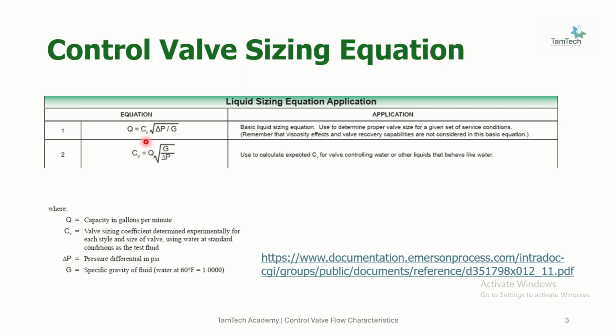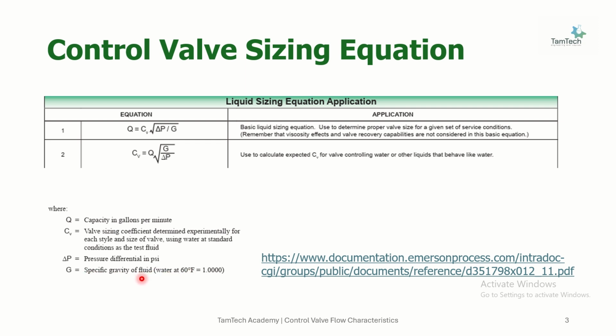This valve sizing coefficient is taken from the valve manufacturer's datasheet, or it could also be available on websites, because for most models, when you just type it into Google, you can easily find the catalog. The second is the delta P, which is the valve inlet and outlet pressure difference: inlet minus outlet gives you the delta P. The G, sometimes called SG, is the specific gravity of the fluid.